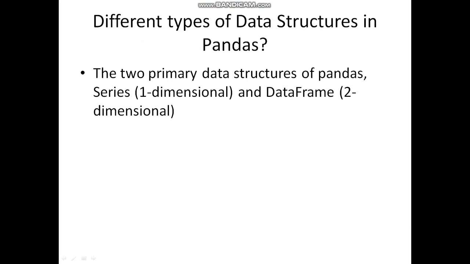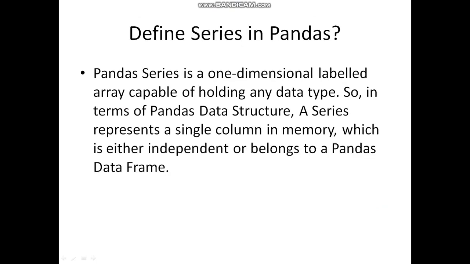The next question is, different types of data structures in pandas. The two primary data structures of pandas are series, which is one dimensional, and data frame, which is two dimensional. Let's move on to the next one. Define series in pandas. Pandas series is a one-dimensional labeled array capable of holding any data type. In terms of pandas data structure, a series represents a single column in memory, which is either independent or belongs to a pandas data frame.